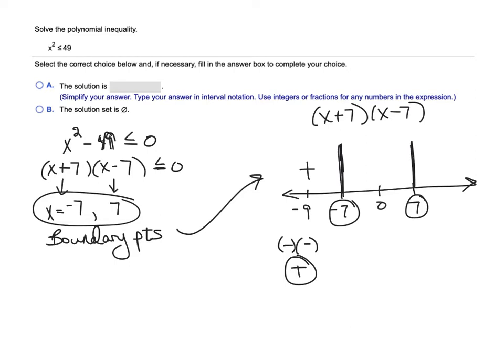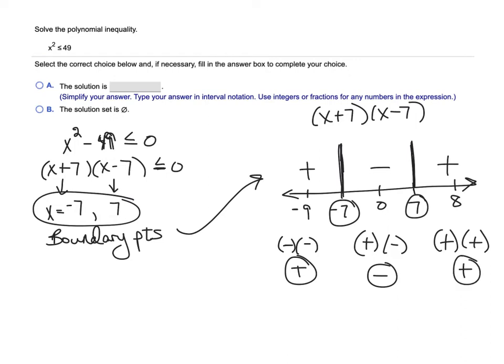The middle one, let's pick a 0 right in between. If we plug 0 in, we get 0 plus 7 is positive 7, and 0 minus 7 is negative 7. So positive times a negative gives me negative. Right, and then we'll pick 8. 8 plus 7 is positive 15, times 8 minus 7 is positive 1. So two positives being multiplied is positive.